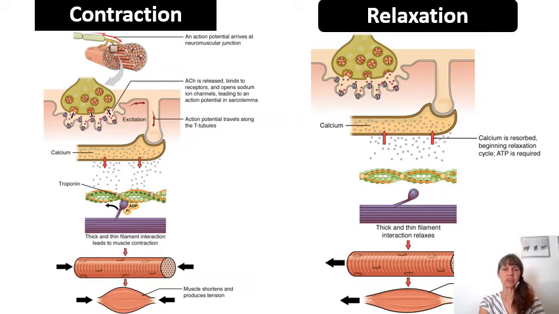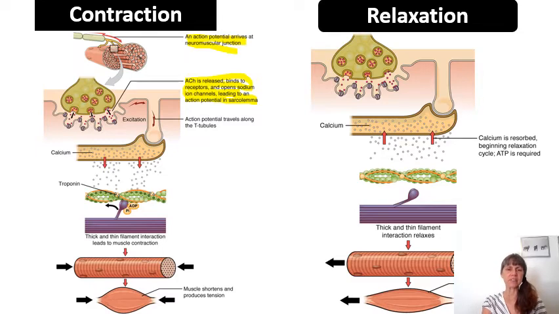When contraction occurs, remember we first have to have a nerve impulse. So we've got an action potential arriving at the neuromuscular junction, releasing acetylcholine, which binds to its receptors, opening sodium ion channels that lead to an action potential, which we call an end plate potential, because it happens at the motor end plate on the sarcolemma.